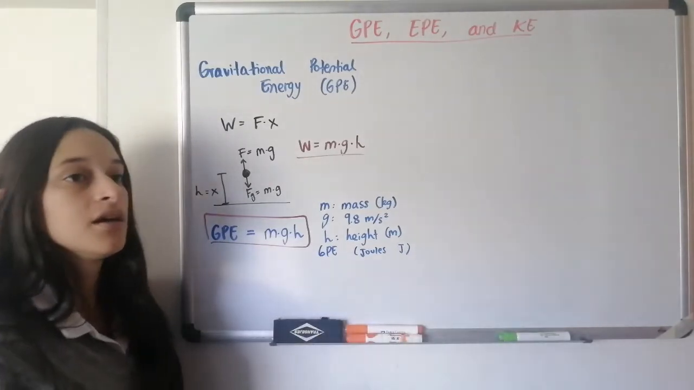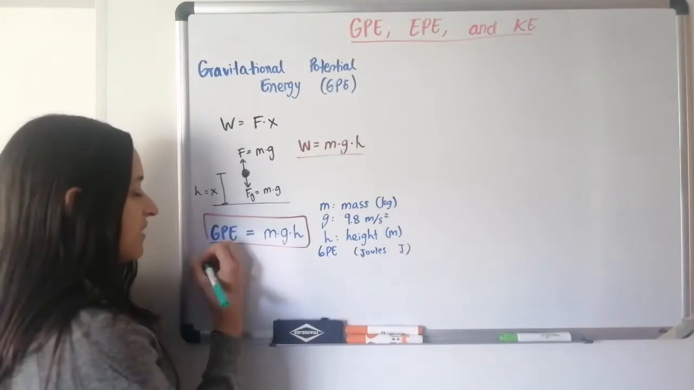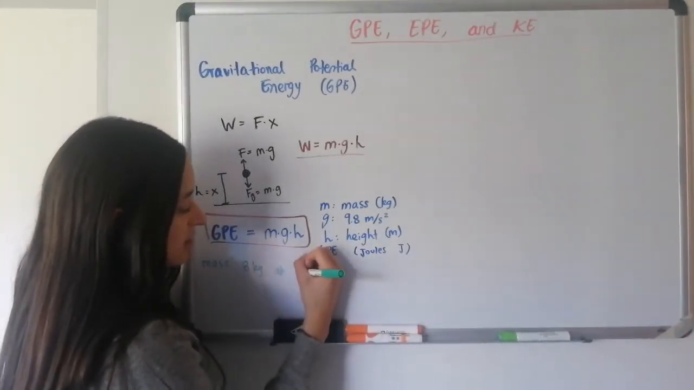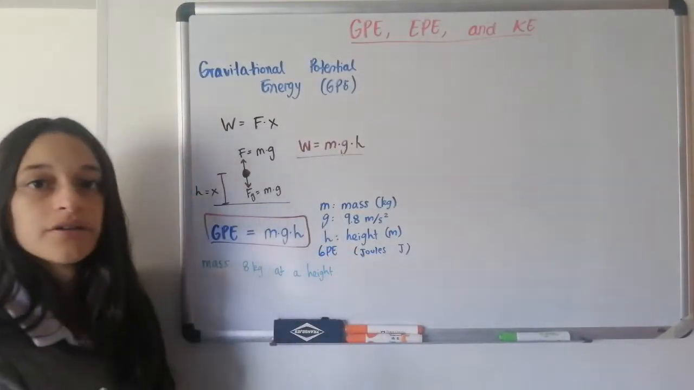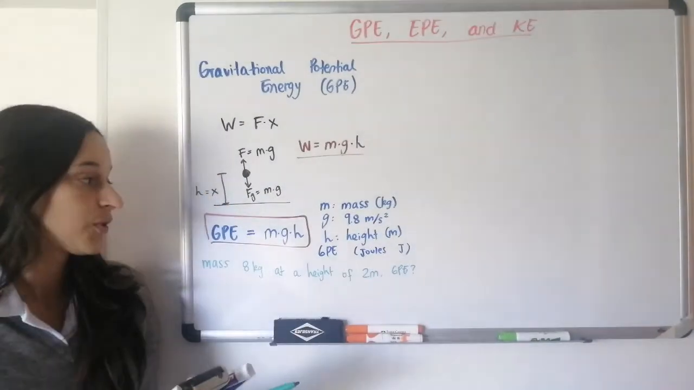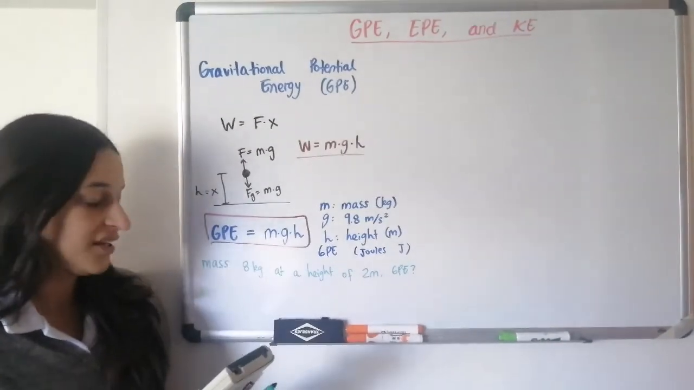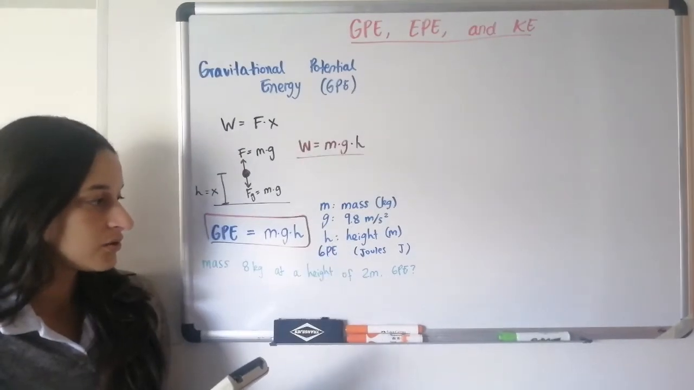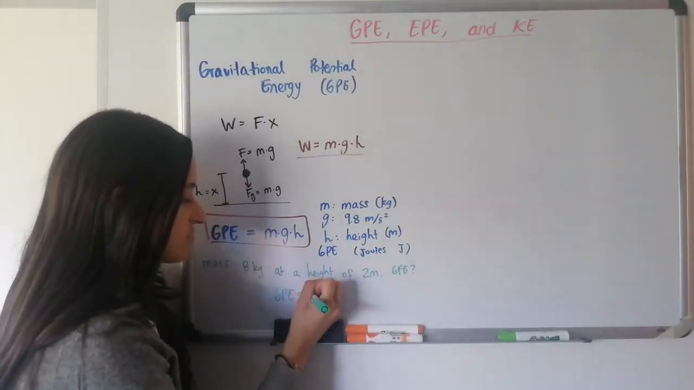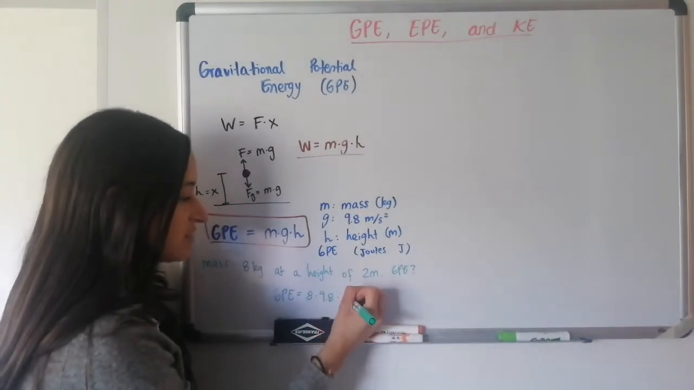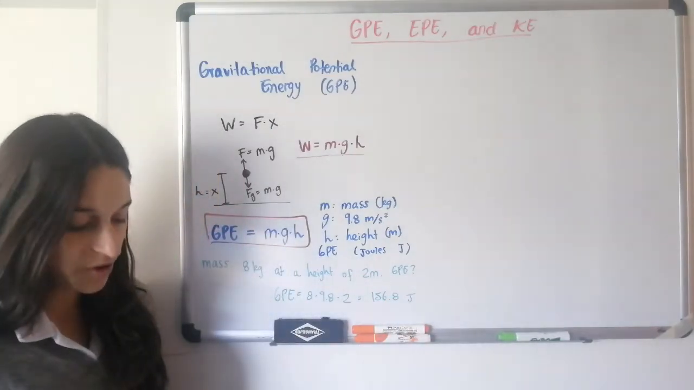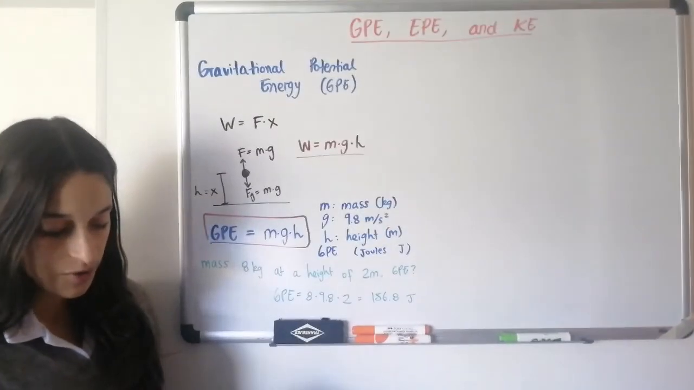So the example is going to be, if you have an object with a mass of 8 kilograms, and it's at a height of 2 meters, what is its GPE? How much gravitational potential energy does it have? So in your calculator, you put m, which is 8, times g, which is 9.8, times 2, which is the height, and you're going to get 156.8. So the GPE is the mass of 8 times the g of 9.8 times the height of 2, which gave me 156.8 joules. That's the example of GPE. So that's it. That's the simplest equation, gravitational potential energy.